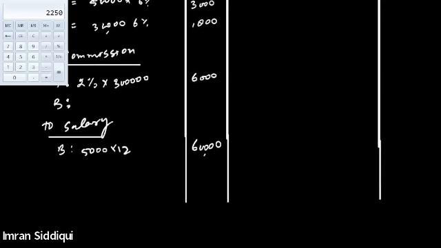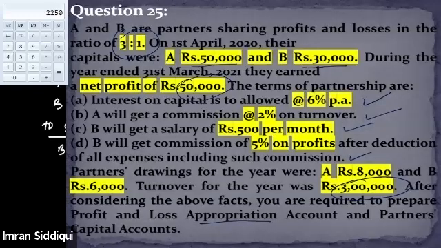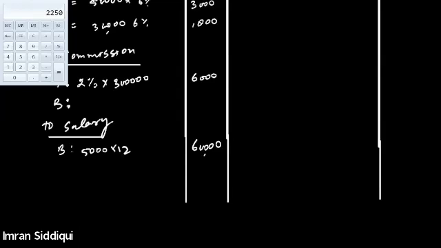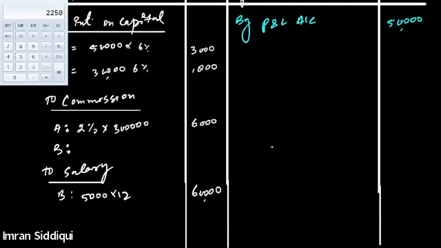Okay. And is there any other thing? Commission, all expenses, partners' drawings for the year. Yes, we need to calculate interest on drawings as well. Partners' drawings for the year are 8,000 for A and 6,000 for B. So we'll do that by interest on drawings. Could you please tell me, how do we calculate interest on drawings?